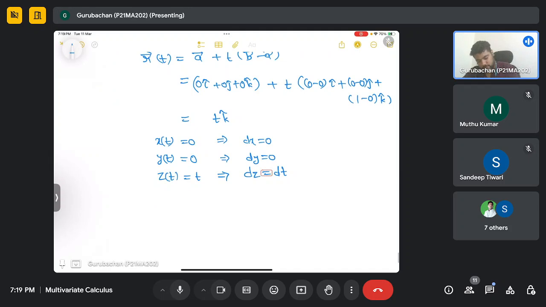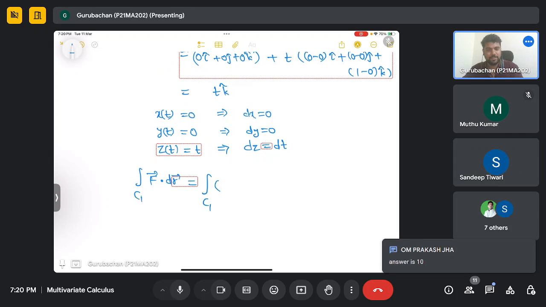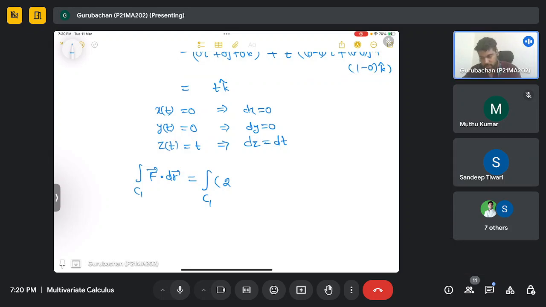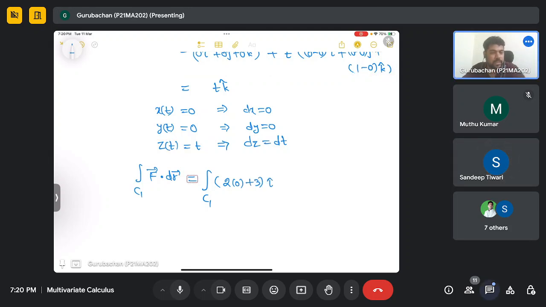So our integration of this over this C1, f dot dr, will just reduce to the third term. So our function was, right, what is the function? Sir, it is coming out to be 0. Okay, but I have to write it, no? 2y plus z, 2y plus 3 i cap. Okay. So we will not write 2y plus 3 because 2 times 0 plus 3, because y is 0. Yes, sir. Your answer is correct, Om. It is 3.